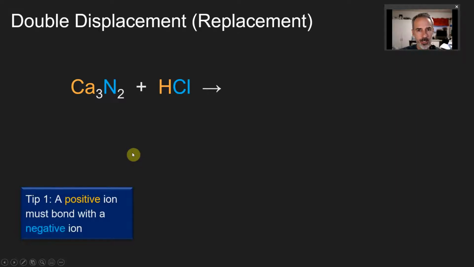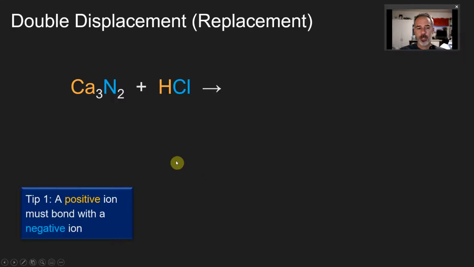Now, I didn't write this down, but you know that when you get a positive ion together with a negative ion, is it the positive ion or the negative ion that has to be on the left of the formula? Definitely the positive ion has to be on the left of the formula.